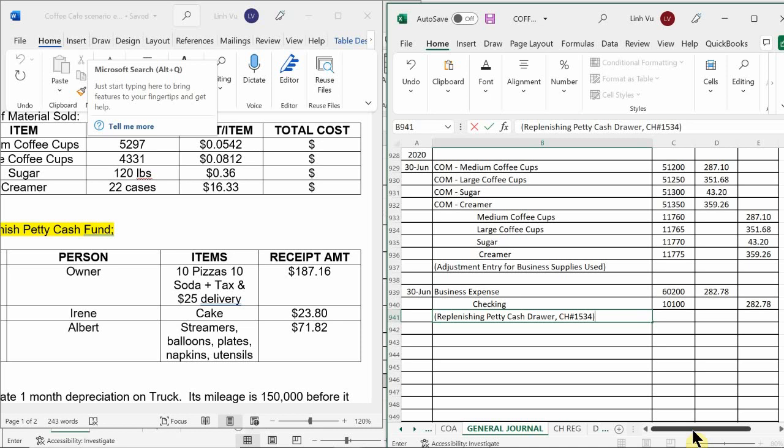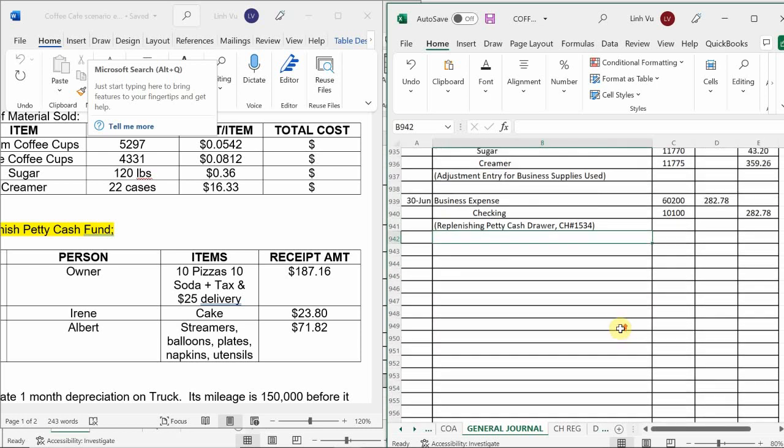Do you need to write down Irene's name? No, because whoever's in charge of the petty cash drawer, the check already has the person's name on it. So in this case, all you have to do is refer that this check is actually for replenishing the petty cash.